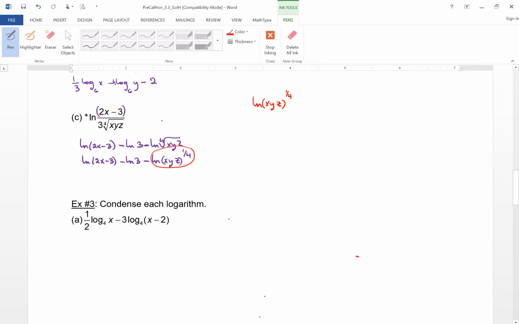What happens to the 1/4 now? It comes down and it becomes a coefficient. So I have 1/4 ln of xyz. So this is 1/4 times what? ln of x plus ln of y plus ln of z. Does that make sense? Okay. So I'm going to substitute that back in here now.